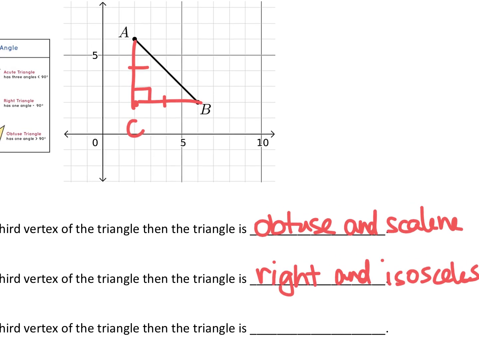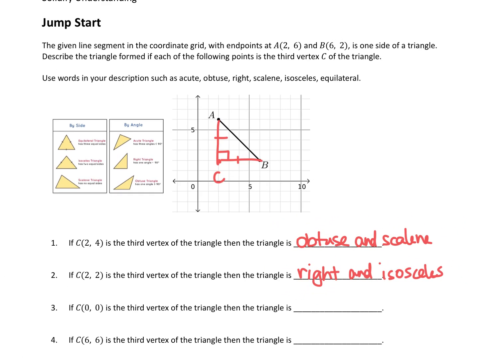Okay, let's move on to number 3. So number 3, we put our point at 0, 0. So let's put it there, and then we'll extend our lines. This one looks like it would be acute. This angle C here is less than 90. So let's write acute. And it does look like 2 of the sides are equal, like those 2 are equal. So I'm going to call that acute and isosceles.